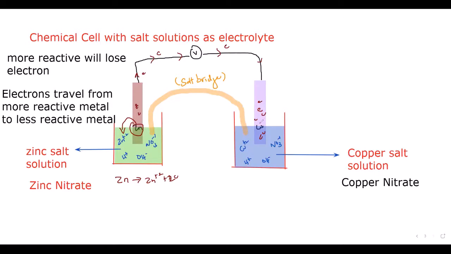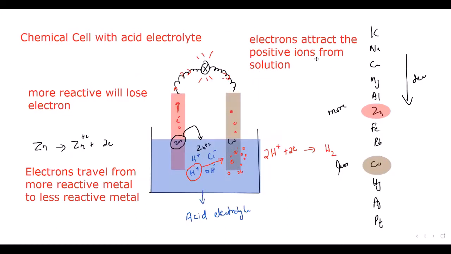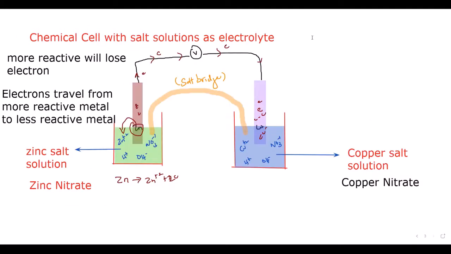And then what happens? Because electrons attract positive ions, the electrons at the less reactive metal surface will attract the positive ions.